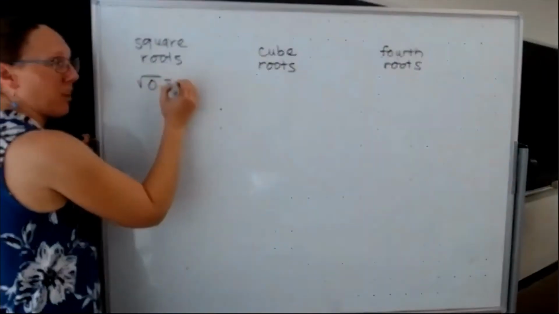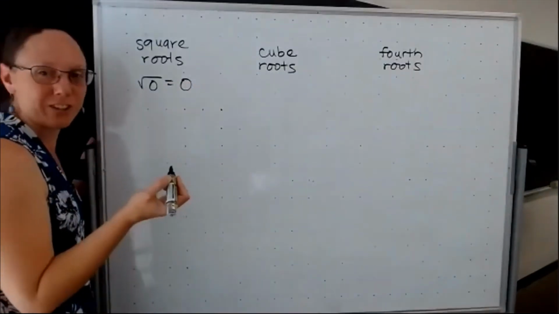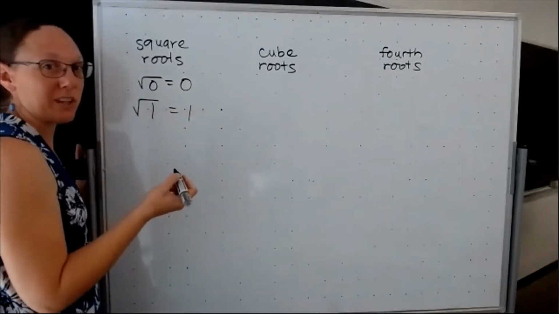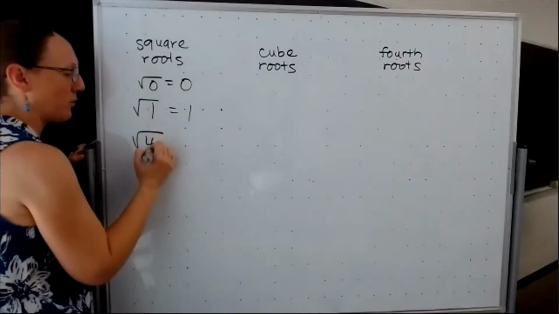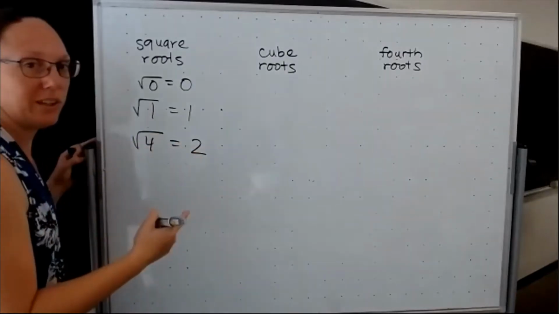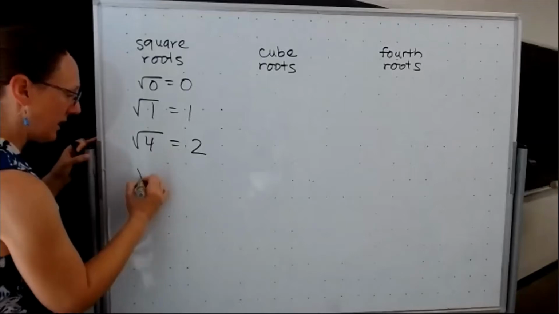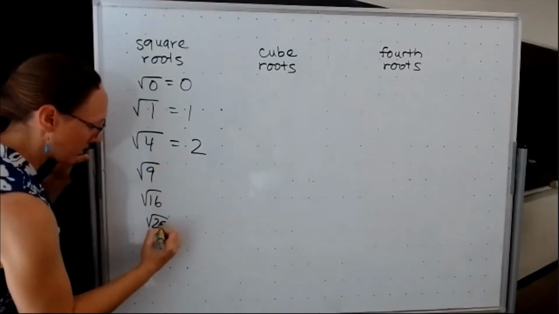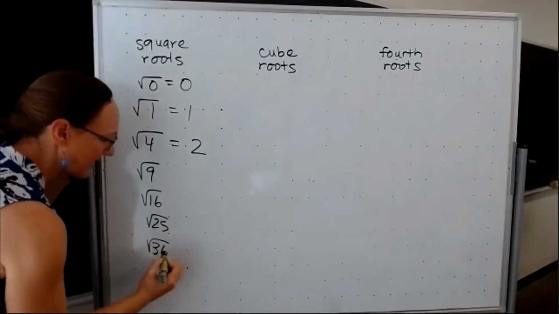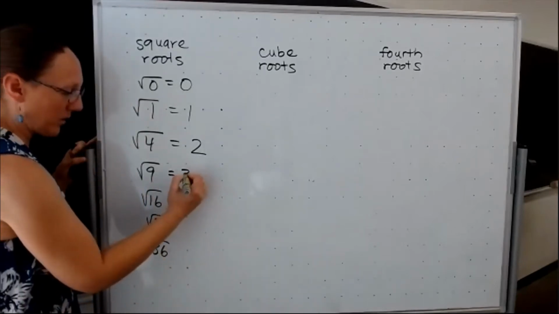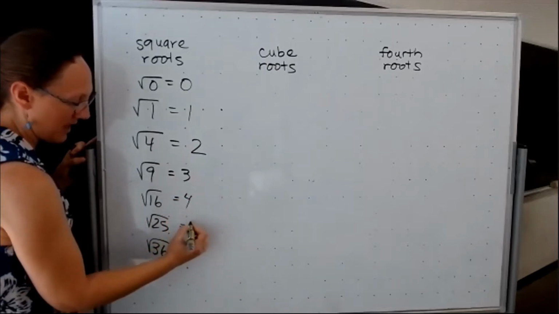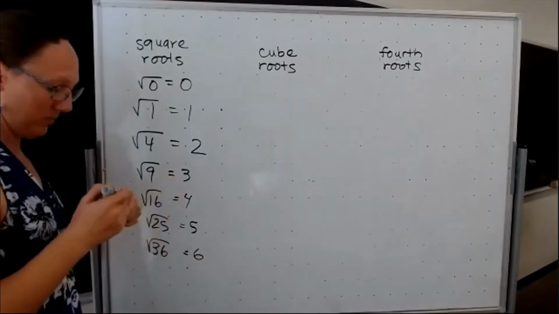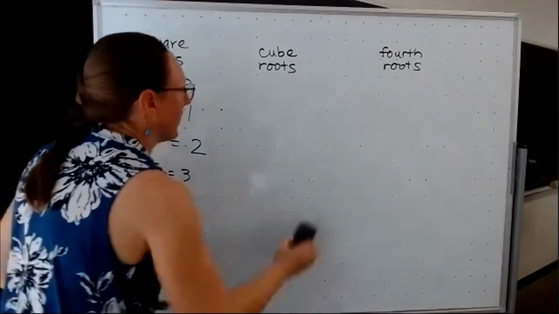So the square root of 0 is 0 because 0 times 0 is 0. The square root of 1 is 1 because 1 times 1 is 1. The square root of 4 is 2 because 2 times 2 is 4. Square root of 9, square root of 16, square root of 25, square root of 36. Basically, we're going to go as high on these as I said, we should go with their exponent counterparts.